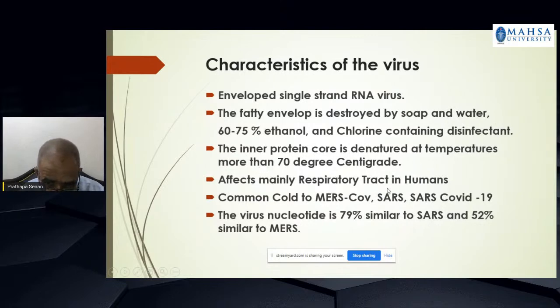It affects mainly respiratory tracts in human beings. Common cold, MERS-CoV, SARS and SARS-CoV-19 are all from this family. The virus nucleotide is 79% similar to SARS, the original SARS that came in year 2003, and 52% similar to MERS-CoV. So if you had SARS before, you will have some immunity against SARS-CoV-19.